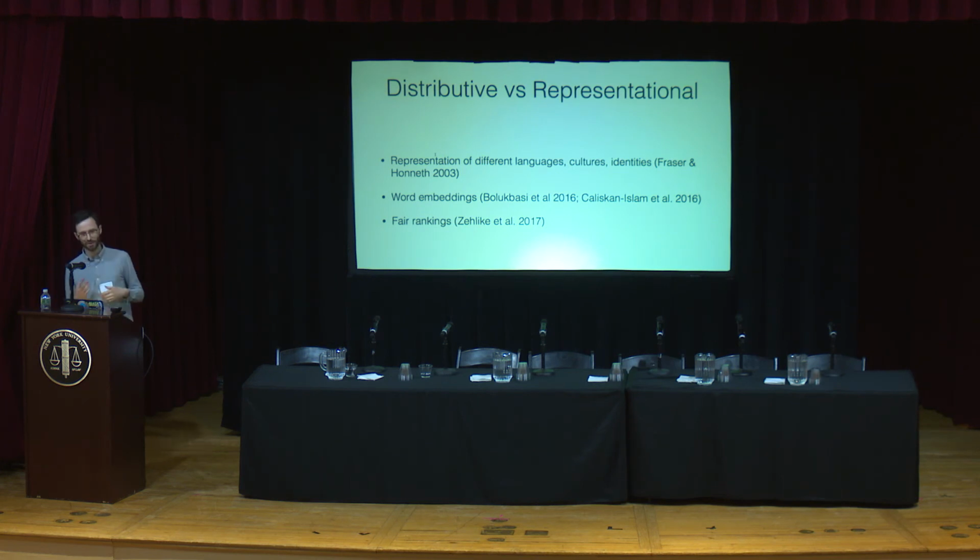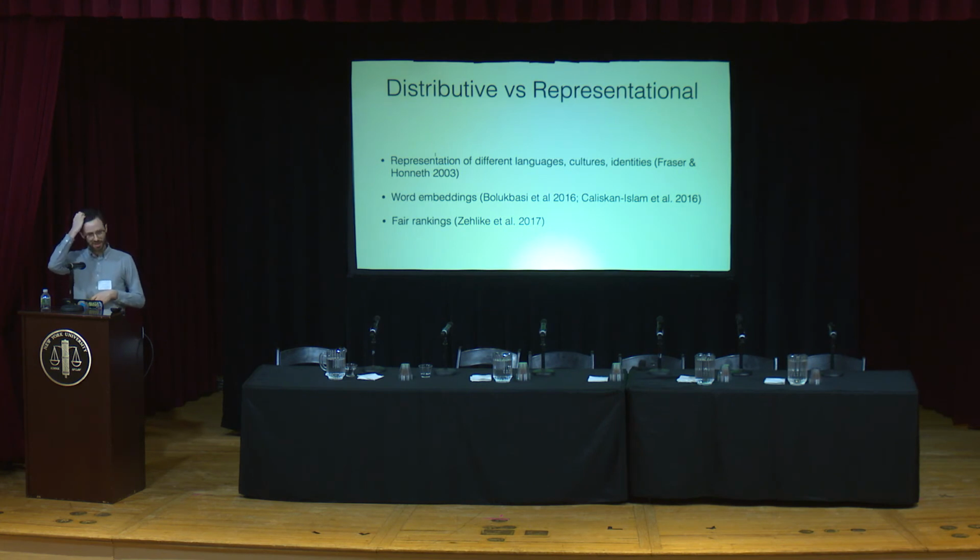And so there are debates about the relationship between these two things. Again, philosophers disagree about whether you can reduce all representational harms to distributive harms and vice versa. But I think this is quite a useful distinction to keep in mind. And if you think about some of the recent work that's been done in this space, think about the case of the gender bias in word embeddings.